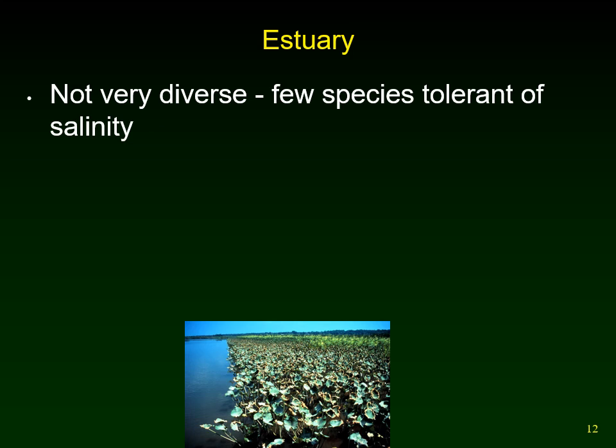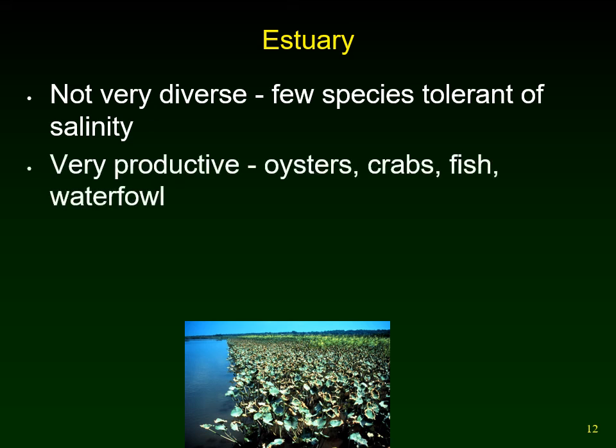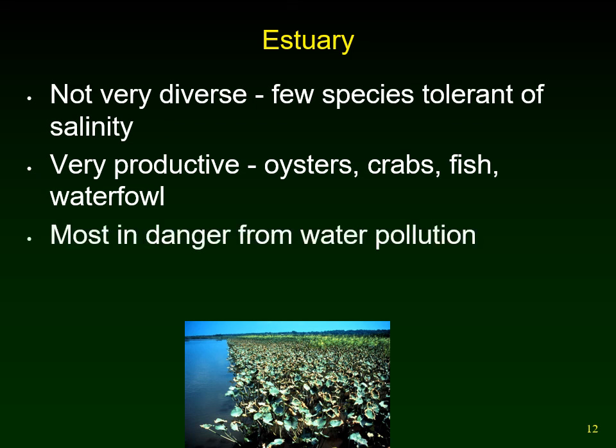They're not very diverse. There are not a lot of species tolerant of the salinity of the salt water coming in, but they do grow very well. Because of the growth of the algae and the plants, you get lots of animals living there, oysters, crabs, fish, and then the birds come in and feed on those. And these are areas that are really in danger from water pollution, from us polluting the fresh water on the land.